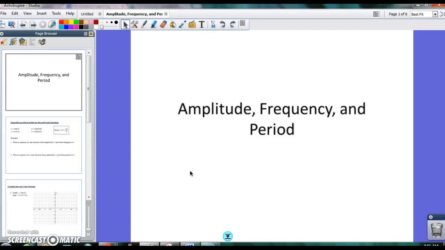Hi everyone, today we're going to talk about amplitude, frequency, and period. Three really important components when you are graphing trig functions. So we're going to talk about each of them separately and how they all intertwine when you're going to graph a trig function. Specifically, we're going to talk about sine and cosine graphs today.